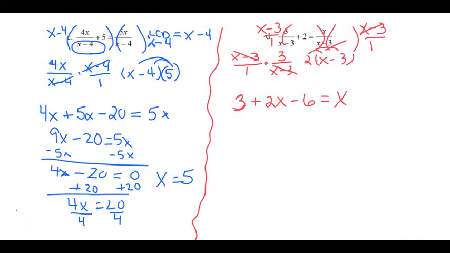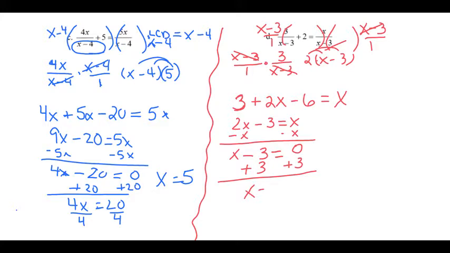So let's combine like terms on the left. 3 minus 6 will give me a negative 3, so I have 2x minus 3 equals x. And then I'm going to solve the equation. So let me combine x's. I'll subtract x from both sides. And that's going to leave me with x minus 3 equals 0. And then to solve the equation, I'll add 3 to both sides.